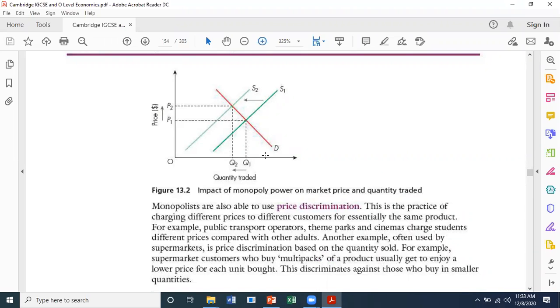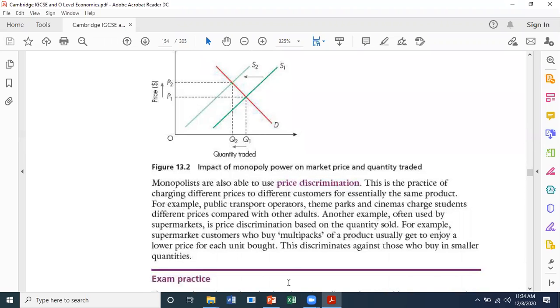Yes, sir. Okay. So another example often used by supermarkets is price discrimination based on the quantity sold. For example, supermarkets who buy multi-packs of a product usually get to enjoy lower prices for each unit bought. This discriminates against those who buy in smaller quantities.